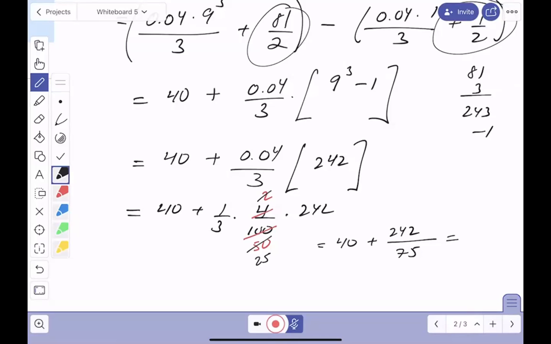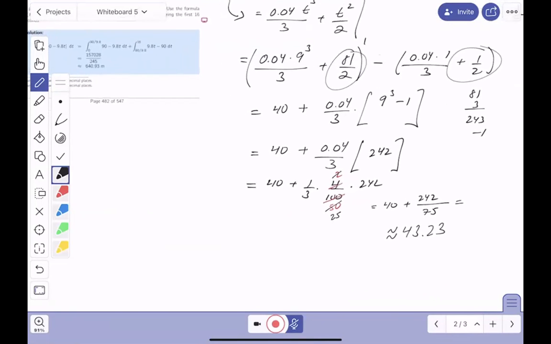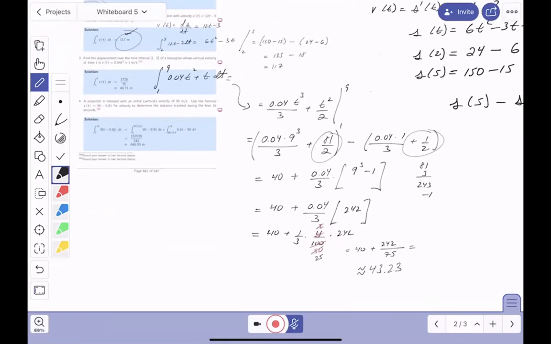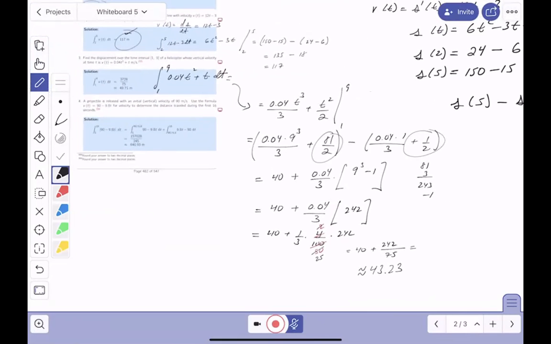$43. I'll write this over here. 43.23. All right, I hope I didn't make too many mistakes. I did. I think I made a mistake somewhere, because it says it's 49.71. You know, all that arithmetic and I make a mistake.